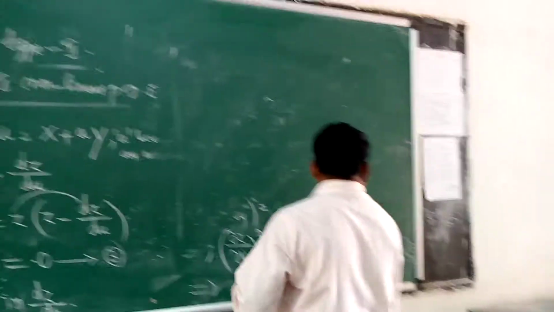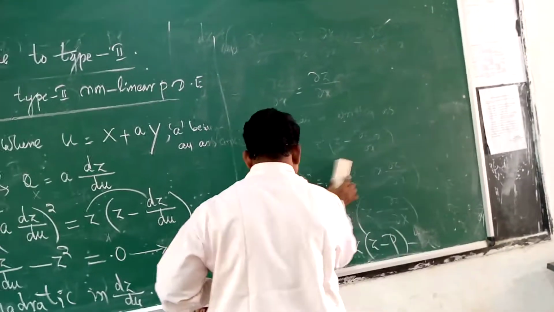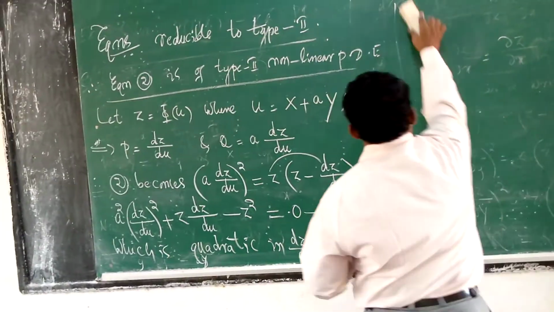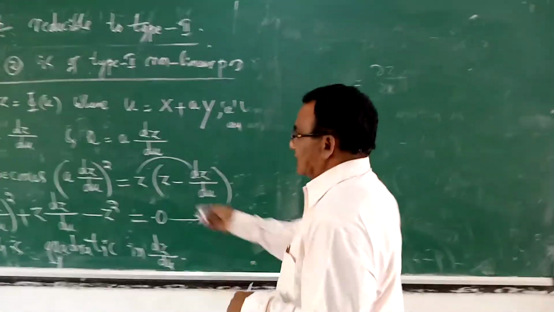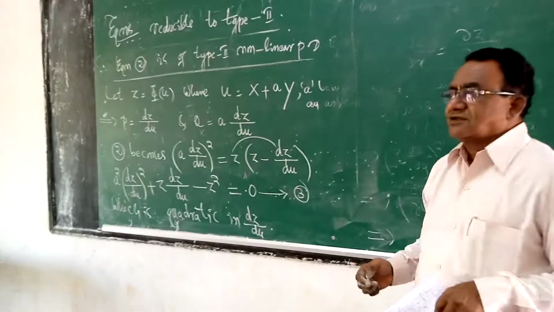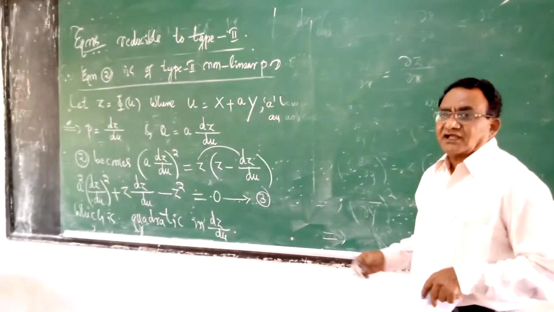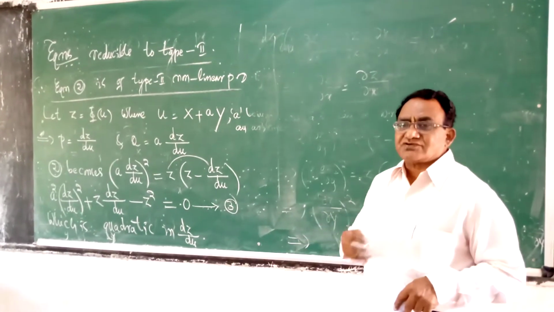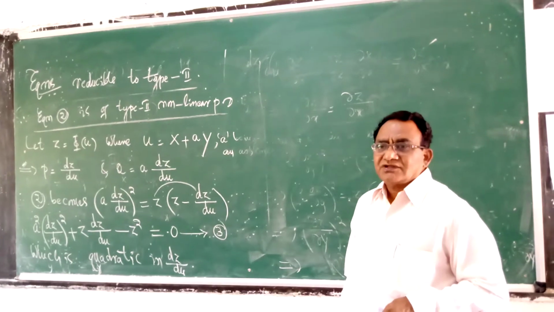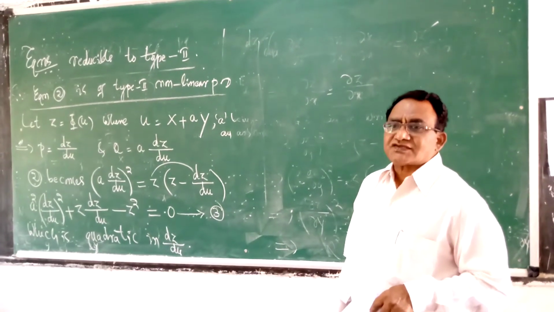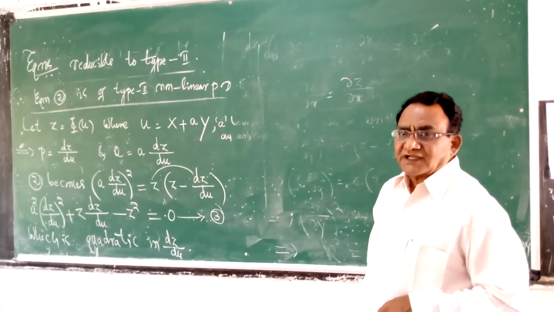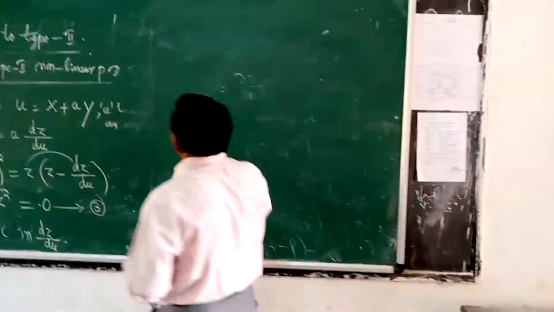Yes, we know how to solve quadratic equations either by using the formula or by just resolving it into factors, but you cannot resolve it into factors here, so use the direct formula itself. You can find the value of dz by du by using the formula x is equal to minus b plus or minus root of b squared minus 4ac. Okay?